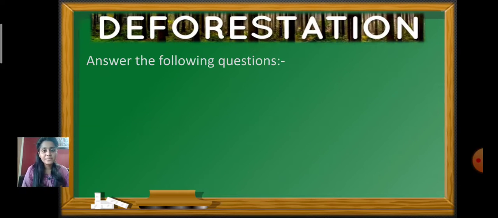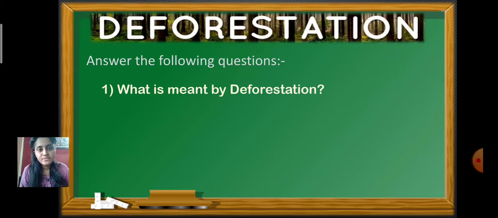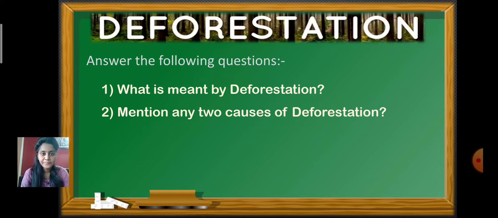Now answer some questions. Answer the following questions. Read the first question. Anyone? What is meant by deforestation? Tell me. Yes, very good. Deforestation means cutting down trees in a huge area. Very nice. Now read question 2. Mention any two causes of deforestation. Tell me any two causes of deforestation.